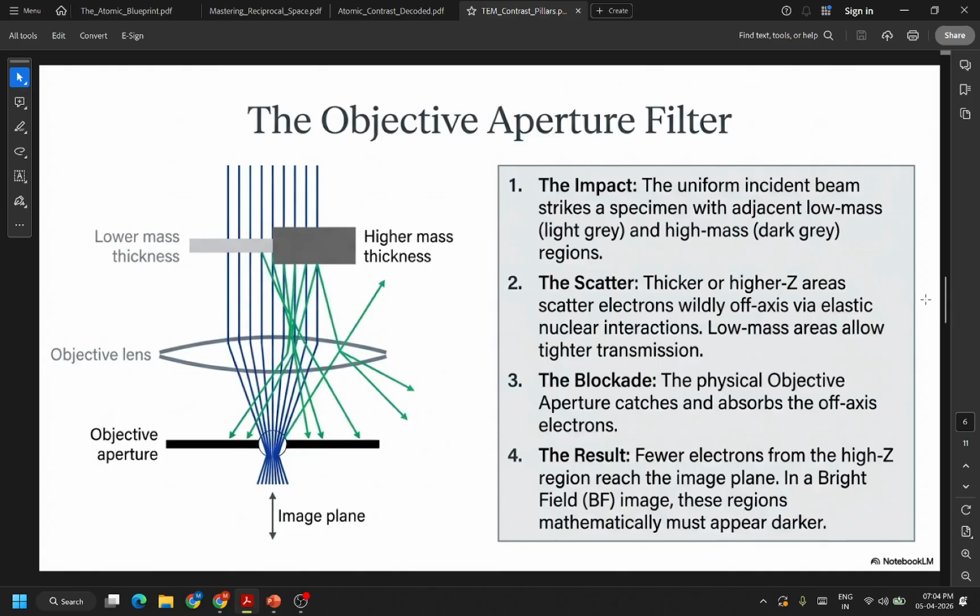The physical objective aperture catches and absorbs the off-axis electrons. This results in fewer electrons from the high Z region reaching the image plane. So in a bright field image, these regions will appear darker, whereas low mass regions will appear brighter.